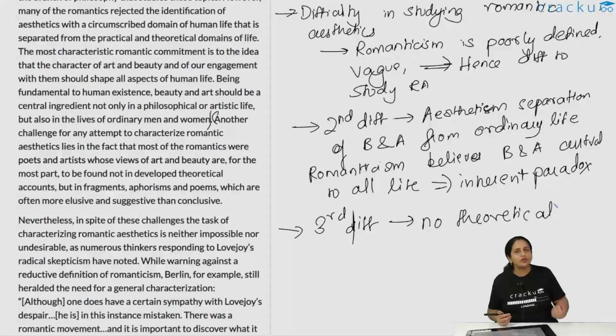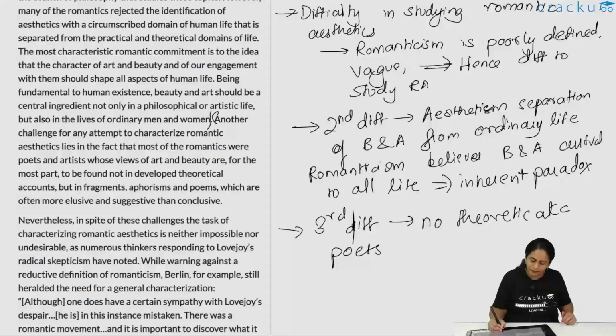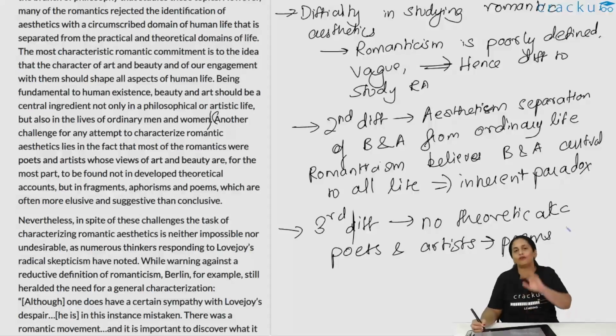There are just poems. Now the issue with poems is that poems don't completely spell out what they actually believe in. They just suggest it. So a lot is left to the imagination of the reader, and because of that, there is no clear account of what romantic aesthetic stands for. If you have an idea and you write an essay on it, the reader will know exactly what you mean. If you write a poem on it, the reader will have to guess what you mean. And this is the third difficulty: no theoretical account, poets and artists who write in aphorisms and poems. So basically, no clear account of what romantic aesthetics is.